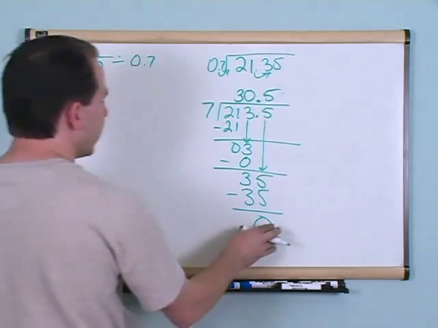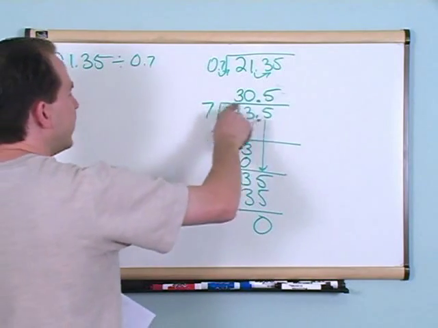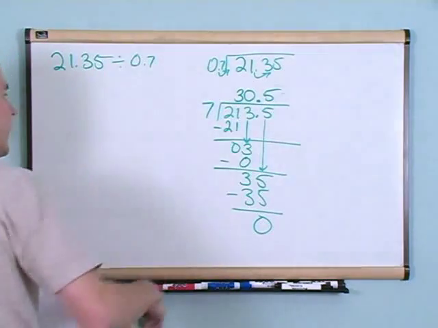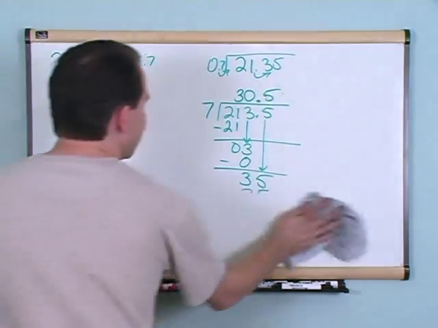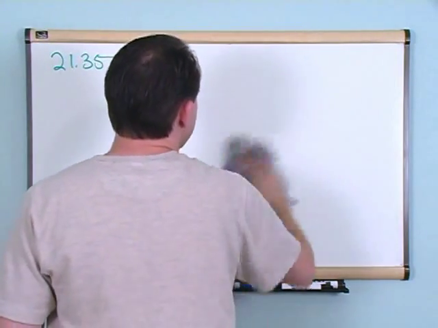And there's nothing left to do. I got a 0 down here. I've got all my digits filled out here. I don't have anything else to drag down. So, 213.5 divided by 7 is 30.5. Now, the last thing that I really want to talk to you about is a little bit about the relationship between fractions and decimals.